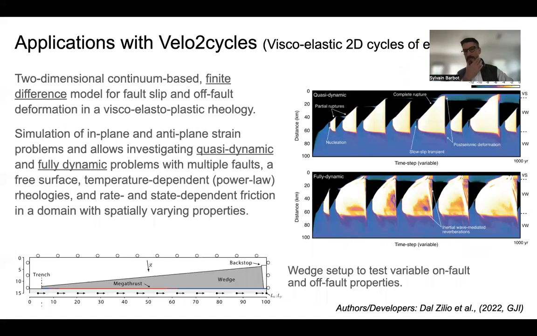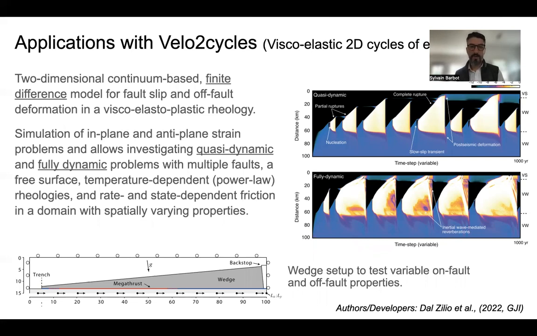So an application of this was provided by Dal Zilio, considering a two-dimensional continuum with finite difference that combines fault slip, but also off-fault deformation with viscoelastoplastic rheology. So this method works for two-dimensional media, for in-plane strain and anti-plane strain, with the quasi-dynamic or the fully dynamic approach, and can incorporate multiple faults.